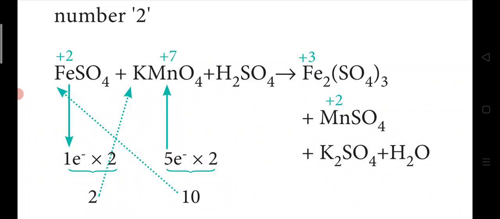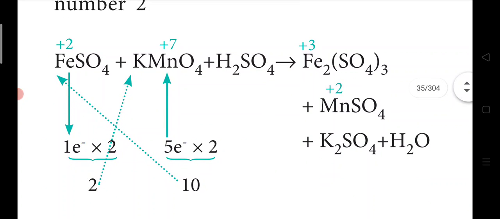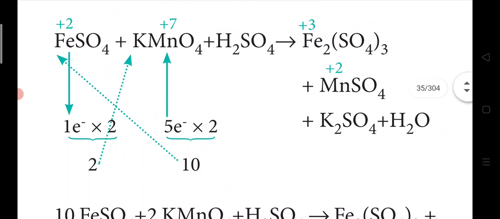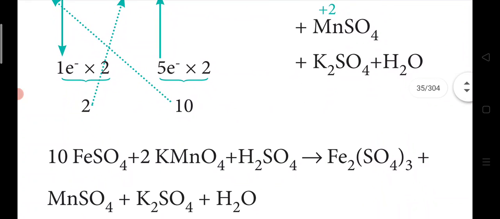So we have to multiply that by the number 2. Clear? Because we have 2 Fe in the product, and then potassium also we have 2K2. So that is 2 potassium in the product. So we have to multiply that by 2. You will get one number. For iron you will get as 2. For manganese you will get it as 10.